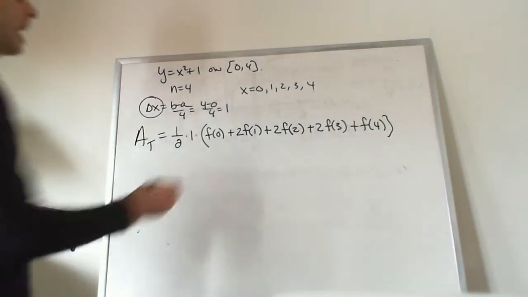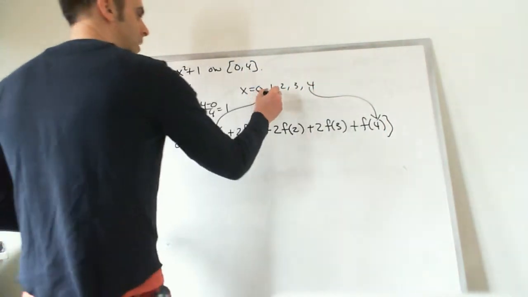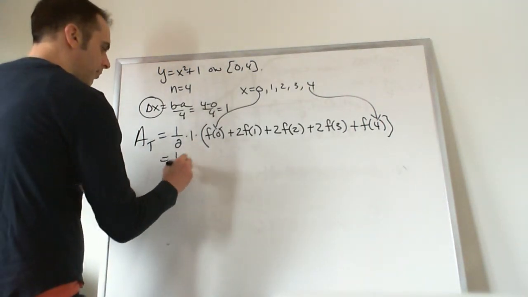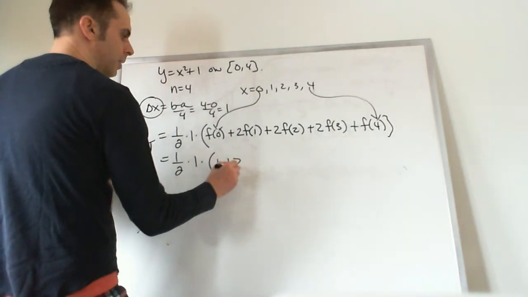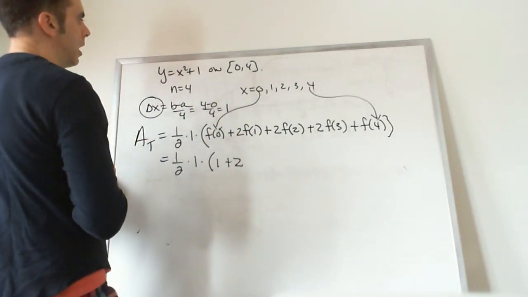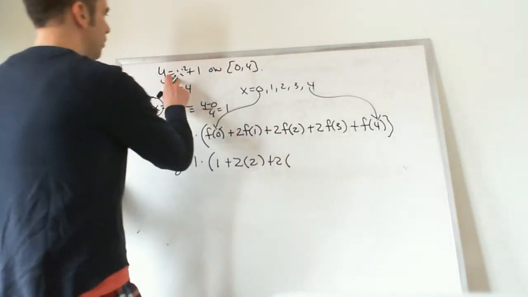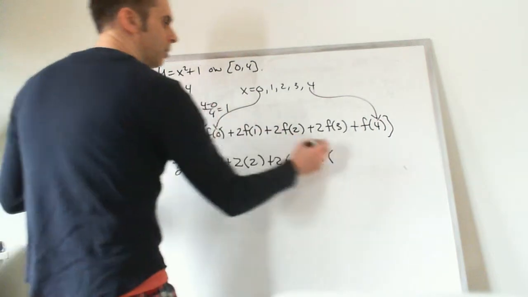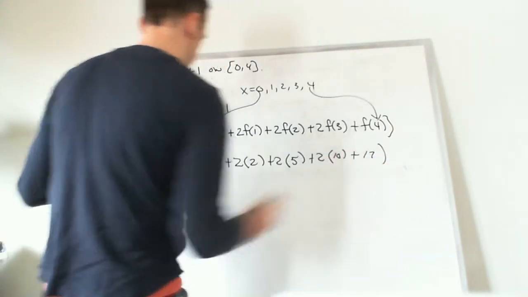Okay? So again, the first x and the last x, everything else in between gets doubled. So this would be equal to 1/2 times 1 times, put 0 in, I get 1. 1 in, I get 2. 2 in, 4 plus 1 is 5. 3 in, 9 plus 1 is 10. 4 in, 16 plus 1 is 17.